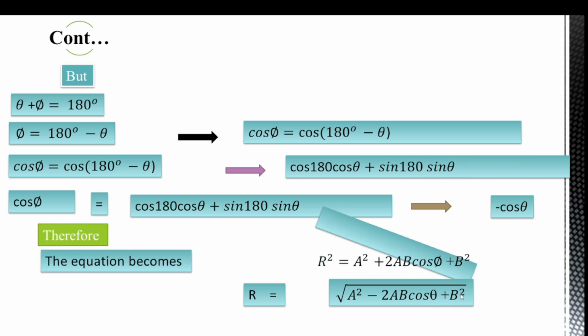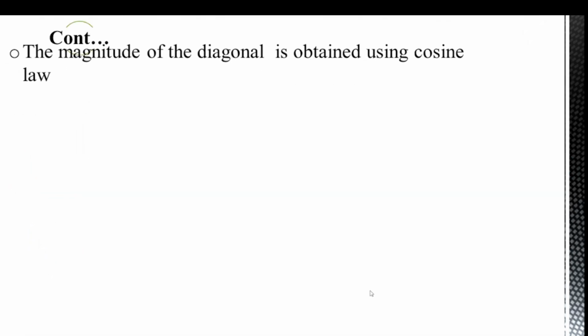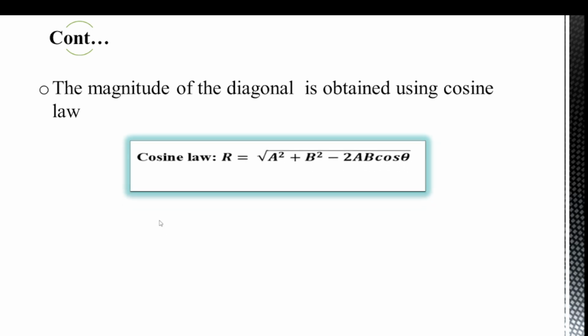Therefore the equation becomes this one, and then cosine of pi is substituted by negative cos theta, and then it becomes like this. But bear in mind the two different approaches yield the equivalent value for r. Right. So this is the magnitude of the diagonal of the new vector, obtained using the law known as the cosine law. That is r is equal to square root of a square plus b square minus twice of ab cos theta.